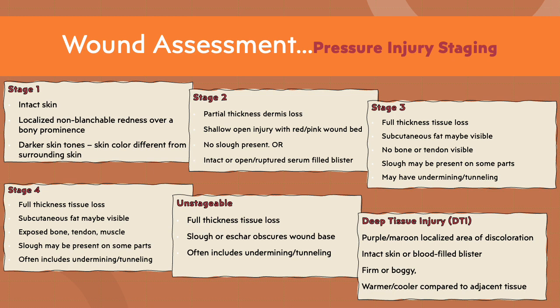Stage 4. Full thickness tissue loss. Subcutaneous fat may be visible. Exposed bone, tendon, and muscle. Slough may be present on some parts and often includes undermining and tunneling. Unstageable. Full thickness tissue loss. Slough or eschar obscures the wound base and makes it difficult to determine the stage of the wound. Often includes undermining and tunneling. Deep tissue injury. Purple maroon, localized area of discoloration, intact skin or blood-filled blister, usually firm and boggy and warmer in color compared to the adjacent tissue.